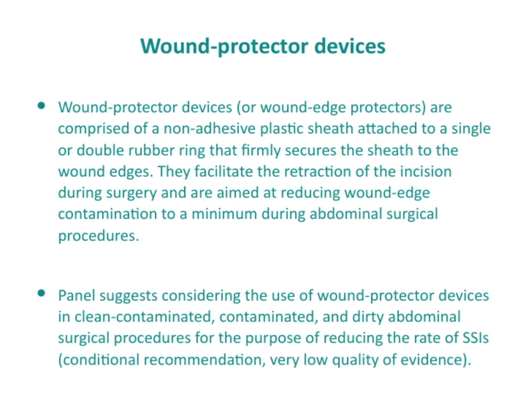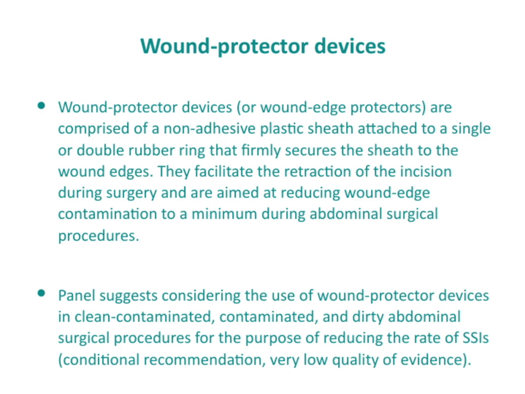Let's talk about wound protector devices, also known as wound edge protectors. These are typically made up of a non-adhesive plastic sheath that's attached to either a single or double rubber ring. The purpose of this setup is to securely hold the sheath in place around the wound edges. By doing so, they help facilitate retraction of the incision during surgery, which can make the procedure easier and more manageable. Most importantly, these devices are designed to minimize contamination at the wound edges during abdominal surgeries. This is a key point because wound contamination is a major factor in surgical site infections, or SSIs.